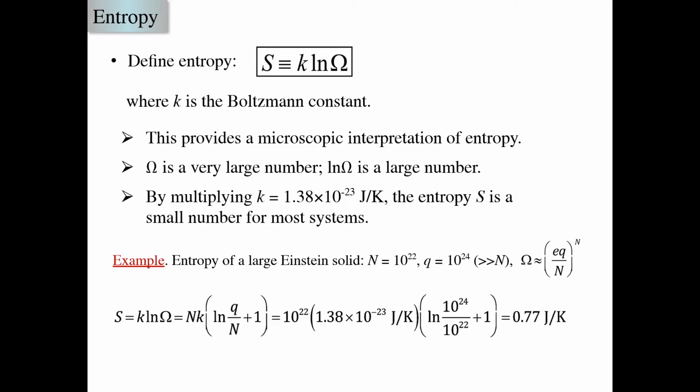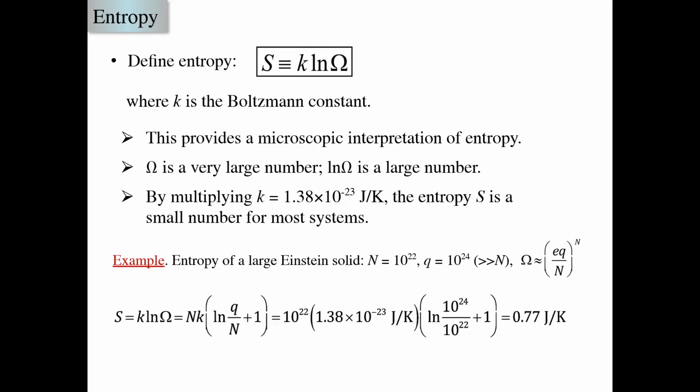So, to begin with, let's just do an example where we find the entropy of a large Einstein solid. For an Einstein solid, the multiplicity is given by (eq/n)^n. This is derived in Chapter 2 of Schroeder. And this multiplicity requires that the number of units of energy q is much, much larger than the number of oscillators in the Einstein solid, n. And in this case, 10 to the 24 is much larger than 10 to the 22. So we are okay.